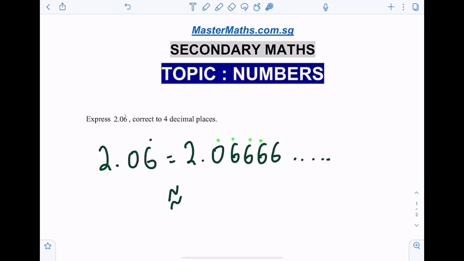First, second, third, fourth. The 5th decimal place is big. So if that is big, the 4th dp will also be rounded upwards. So it will be 2.0667 for 4 dp rounding off.